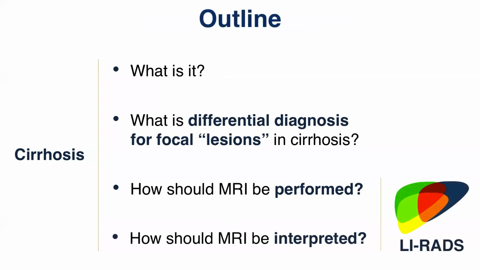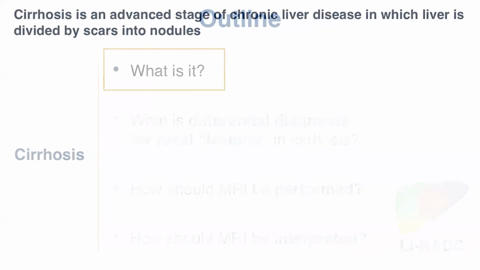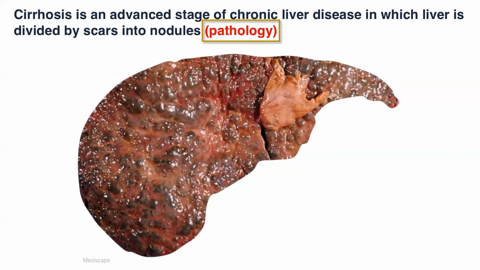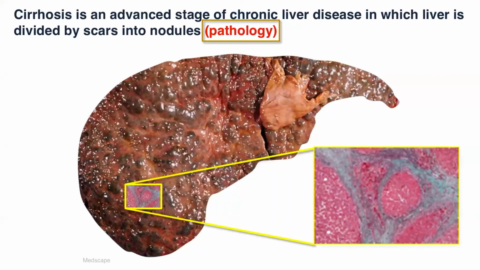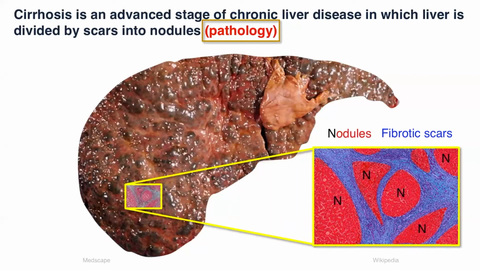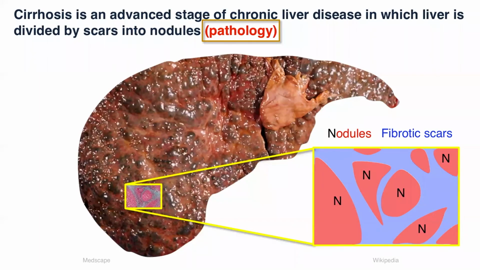My outline is the same. And so let's start with what is cirrhosis. So cirrhosis is an advanced stage of chronic liver disease in which the liver is divided by scars into nodules. So here is a cirrhotic liver on gross pathology. And if we take a little magnified view, we can see that in cirrhosis, we have these fibrotic scars which are stained blue. And these fibrotic scars divide the liver into nodules which are stained red with this particular stain. So that's the definition of cirrhosis on gross pathology.